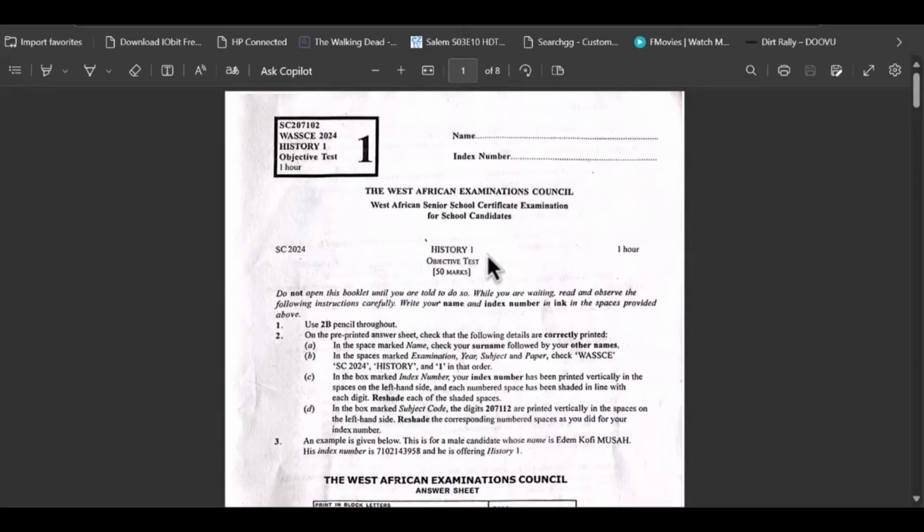So this is what I'm going to do. I'll read the objective questions to you. Then you answer them on your sheet. And then after answering all the 50 or reading all the 50 objective questions, the answers will come. And then you can mark it on your own.